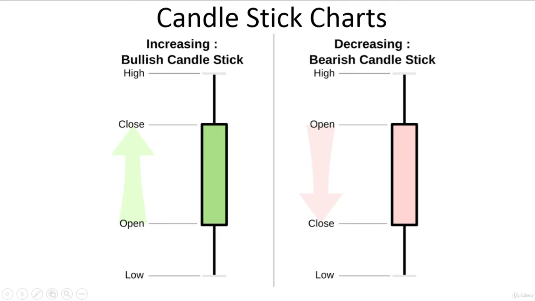On the right-hand side, the close is less than the opening, which is shown by a red candle. The difference between the opening and the closing is called the real body, and the upper shadow and lower shadow are above or below the real body. Green candles show an increasing price movement, also called a bullish candlestick, and the red candle shows a decreasing price movement, which is a bearish candlestick pattern.